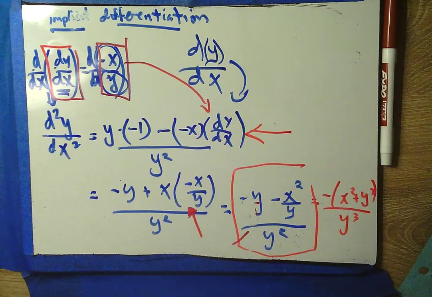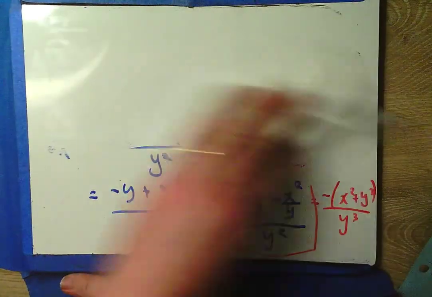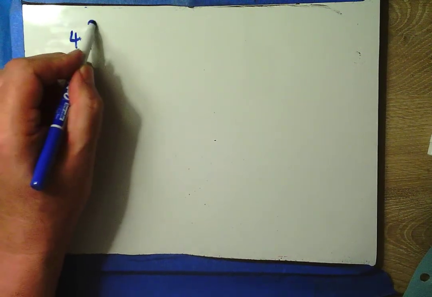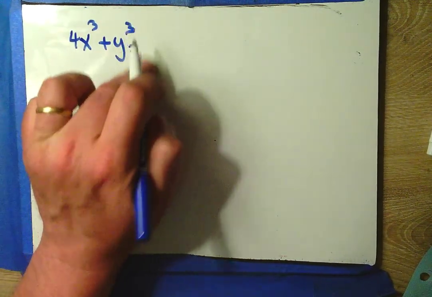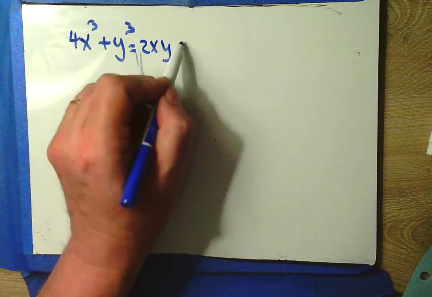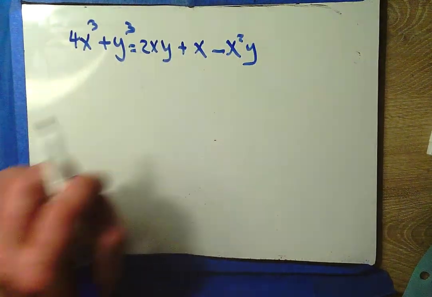I just wanted to go through a couple more problems with you to see if you can get a little more comfortable with this. We will be doing a partner activity when we're in class next. So how about 4x to the third plus y to the third equals 2xy plus x minus x squared y. That looks heinous.